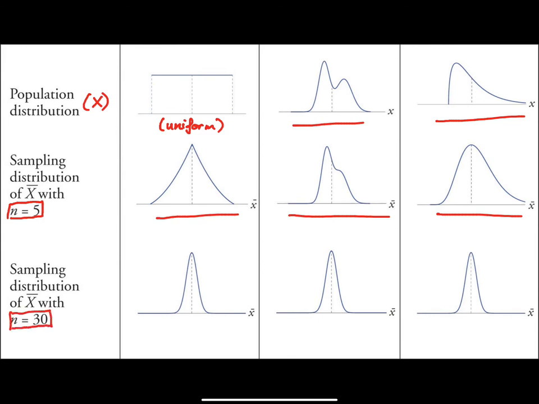See, now things get interesting here, right? The sampling distributions of the means of size 30 look roughly normal, right? So even when the underlying distribution is not normal, as long as we have a large enough sample size, the sampling distribution of the sample means will be normally distributed.